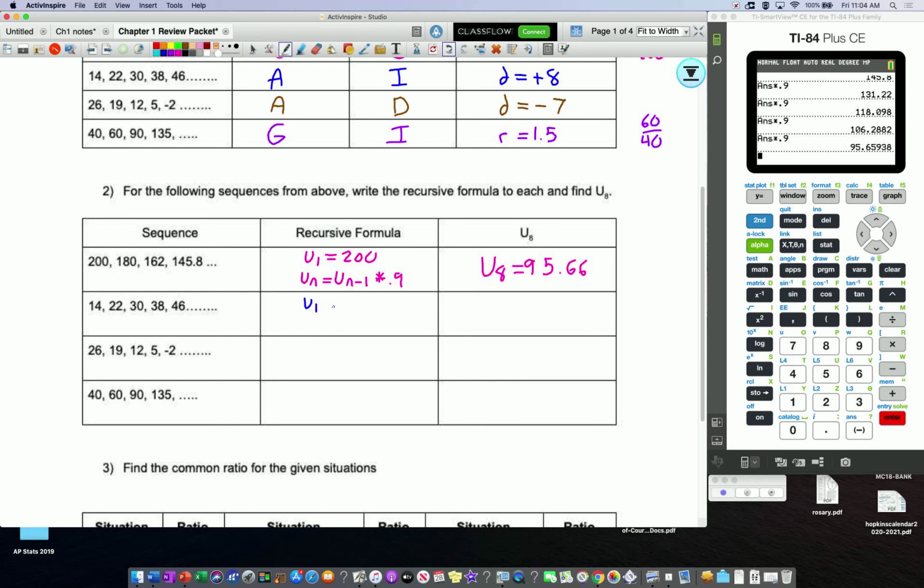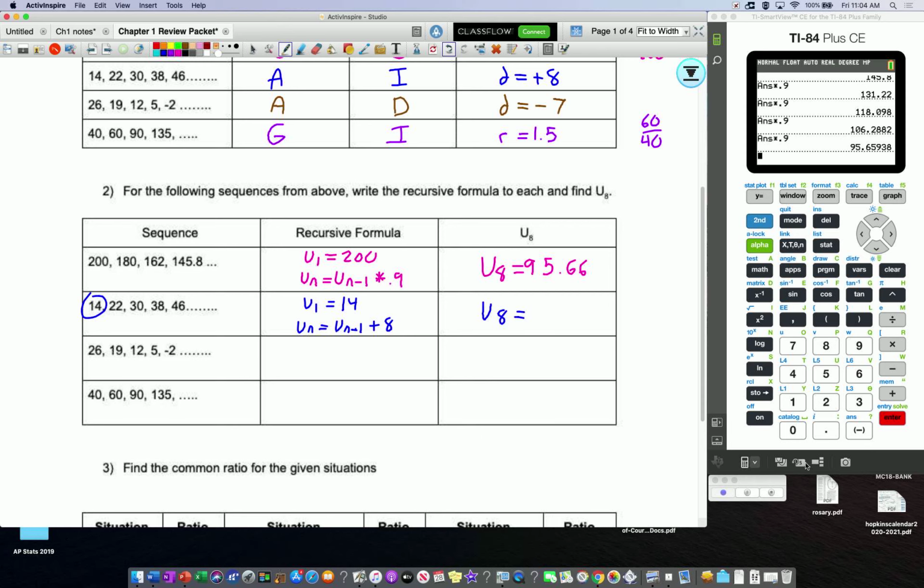So u sub 1 equals the first term always, 14. We always write u sub n equals u sub n minus 1. So in this case, we were simply adding 8. That's why I like to write the plus and minus symbols with the differences, so I know if it's a plus or minus. So now, u sub 8.